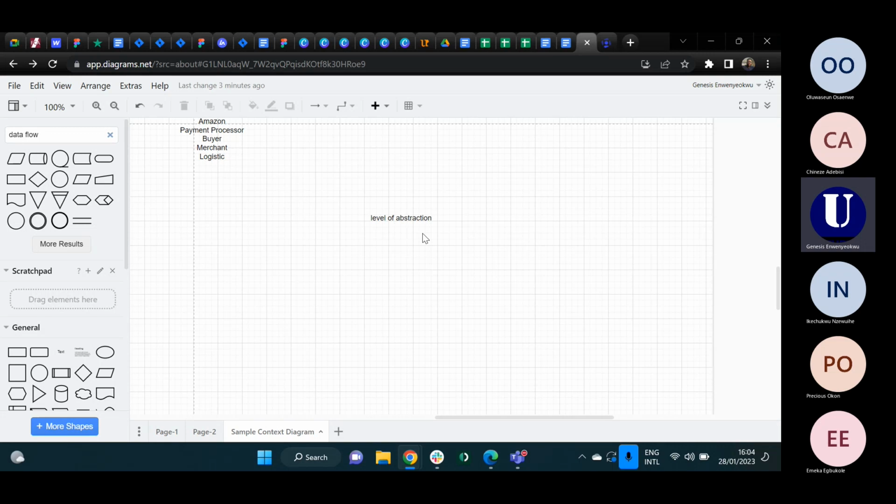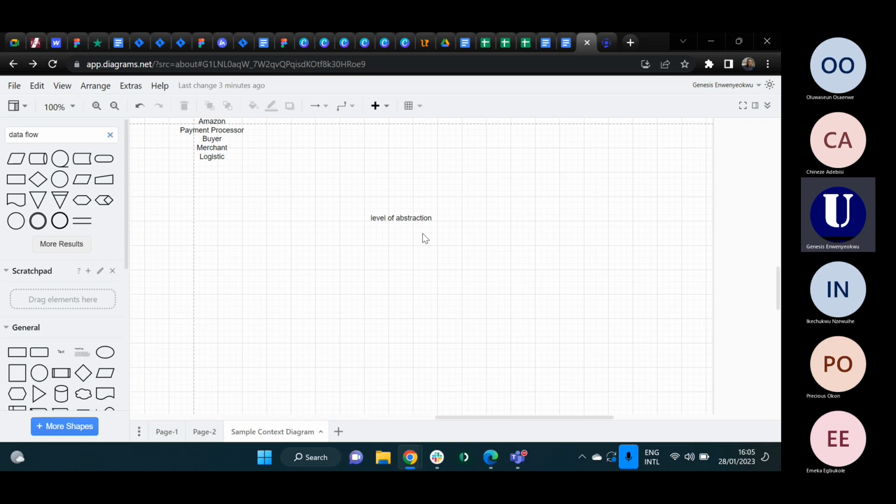So that is how level 0, level 1, and level 2 have been explained. In level 0, which is the context diagram, we are not focused on details. We are not seeing the details of whatever is happening between the different entities, but we are seeing on a high level how they are connected, from a bird's eye view.